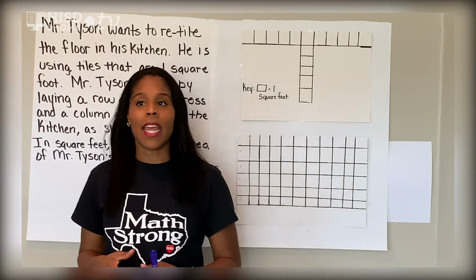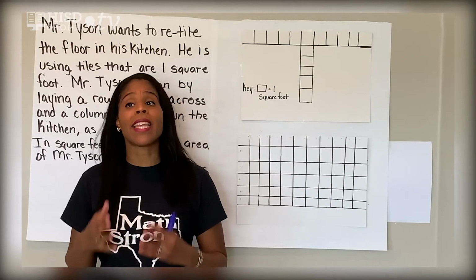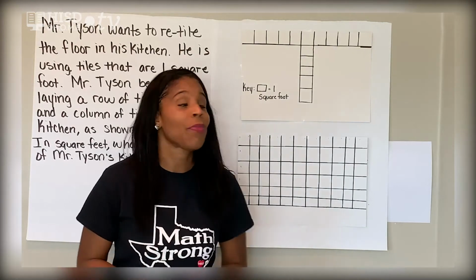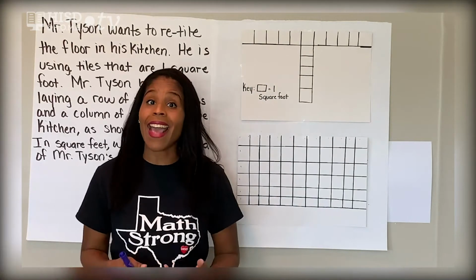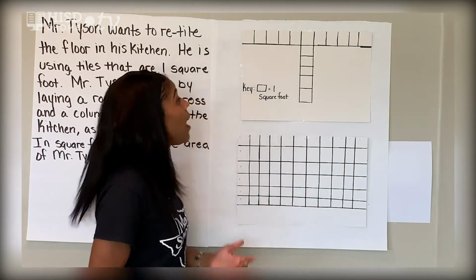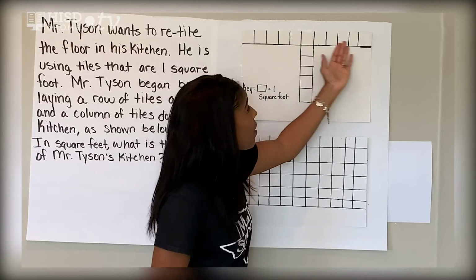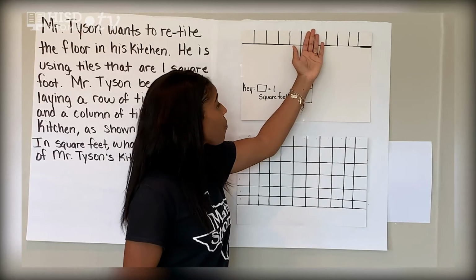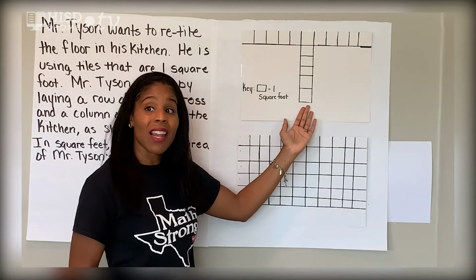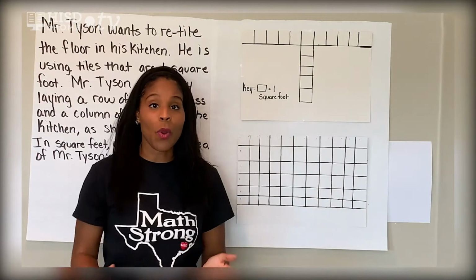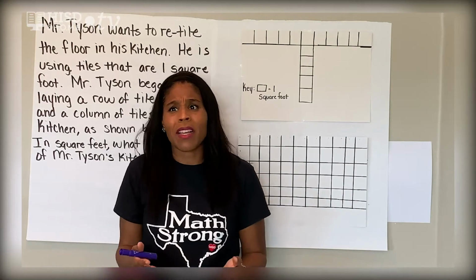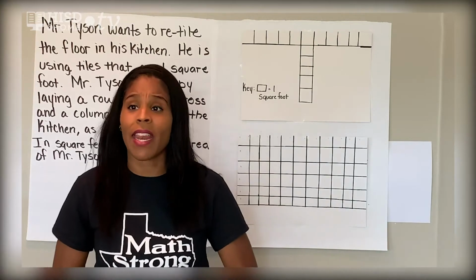Let's begin today by filling in Mr. Tyson's kitchen with a square foot tile. This is how he gave it to us. He gave us what he had and what he started off with. He has 11 in a row and he has 6 in each column. Now I took that and now I have created his floor, but I still don't know the area. So I want you guys to help me find the area.